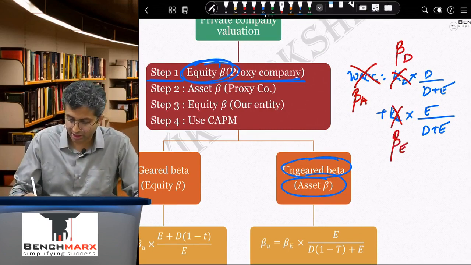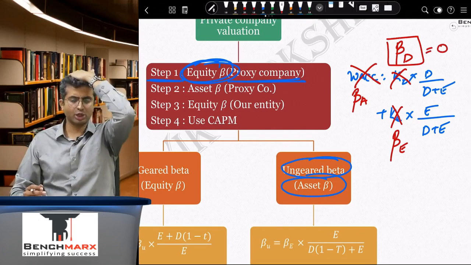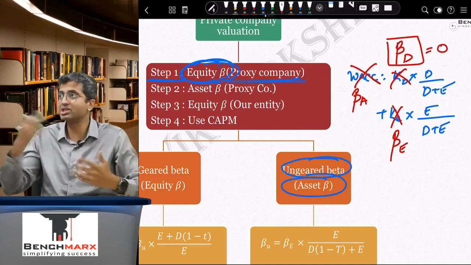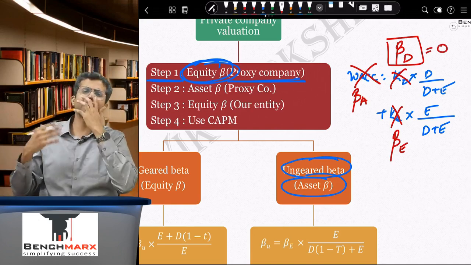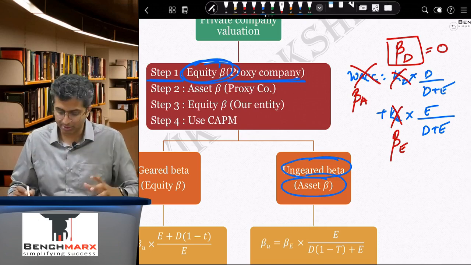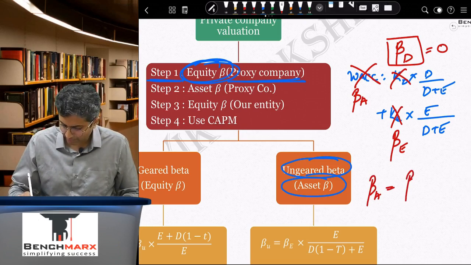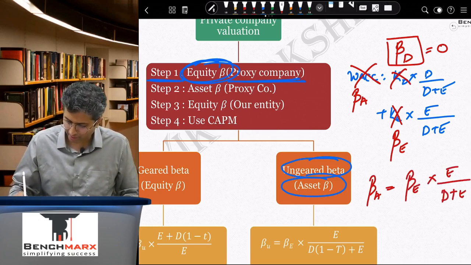Typically, if nothing is given, the beta of debt is assumed to be 0. Because if Britannia has taken a loan, the value of the loan does not change if the market changes. So the sensitivity is kind of 0. And as a result, beta debt, unless given otherwise, will be 0. And if that is 0, beta assets will equal beta equity into equity upon debt plus equity.